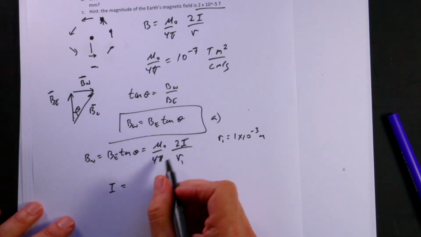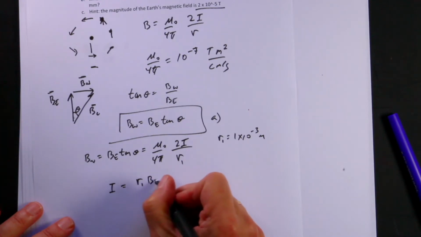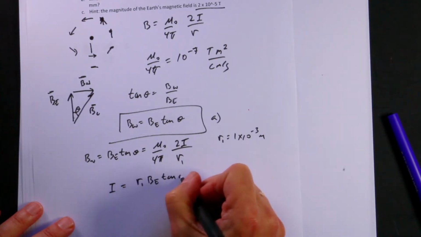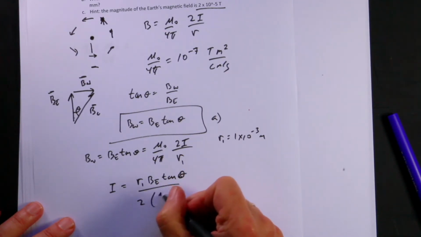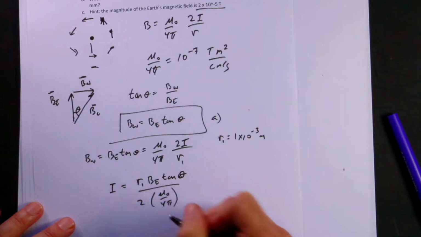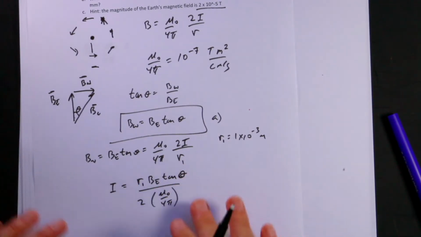Yeah, I'm going to do that. So that's going to be R1 B_E tangent theta divided by 2 times mu naught over 4 pi. Okay, so I'm going to plug this in and get my value for my current.